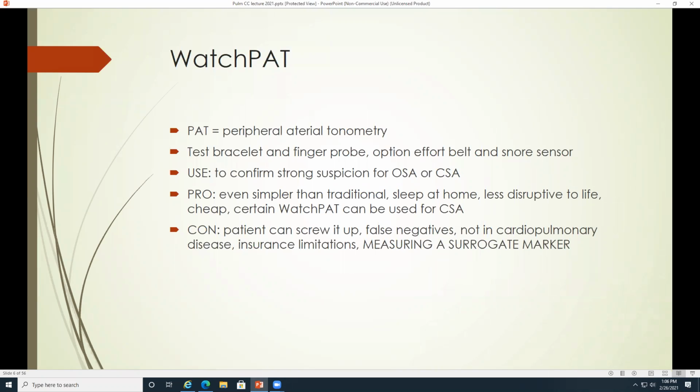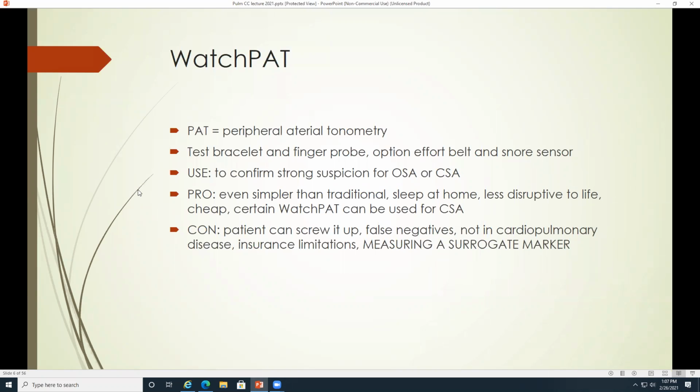With the effort belt, you can actually use this for obstructive and central sleep apnea. But again, you would really only use this WatchPAT home test in cases where you have a strong suspicion for sleep apnea. Again, kind of the same positives as the traditional home test. It's pretty simple. They do it at home. They don't have to spend a night anywhere. It is even a little simpler, like I said, than the traditional test. And then it does have the benefit of being able to be used for central sleep apnea.